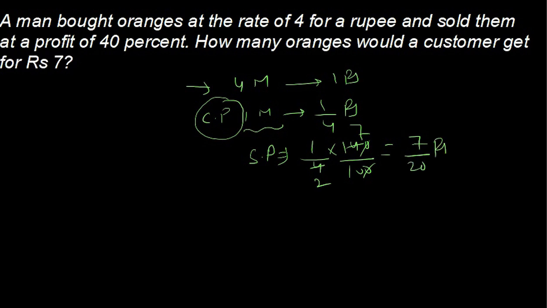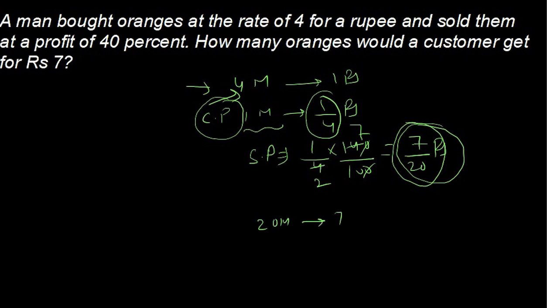7/20 rupees. So that is your selling price. Okay. Now 1/4 rupees ka matlab kya tha? 1/4 ka matlab tha 4 mangoes of 1 rupee. So 7/20 ka matlab kya likh sakta hun? 7/20 ka matlab main likh sakta hun ki 20 mangoes of 7 rupees.